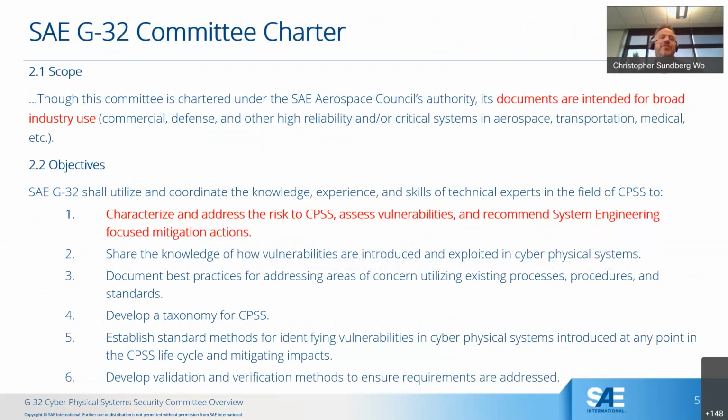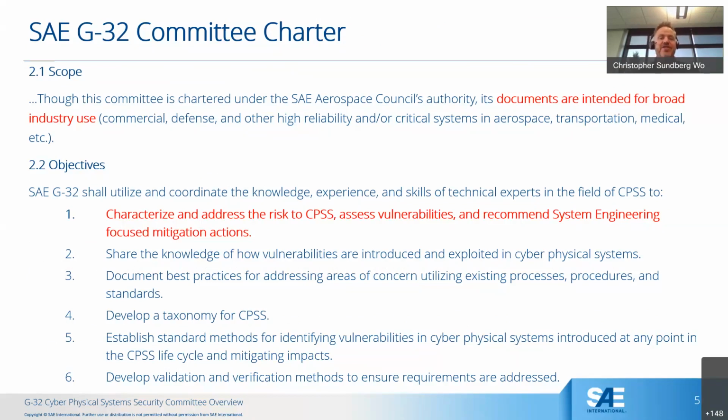The SAE G32 community charter is basically defined as this. We are rolled up under the SAE Aerospace Council, as our previous speaker showed where G32 lies. The scope is through this committee, the SAE Aerospace Council's authority. Its documents are intended for broad industry use, commercial, defense, other high reliability and/or critical systems in aerospace, transportation, medical, and industrial, etc.